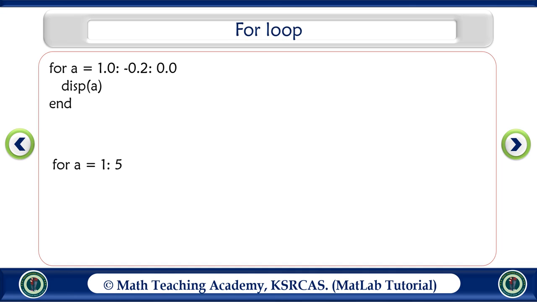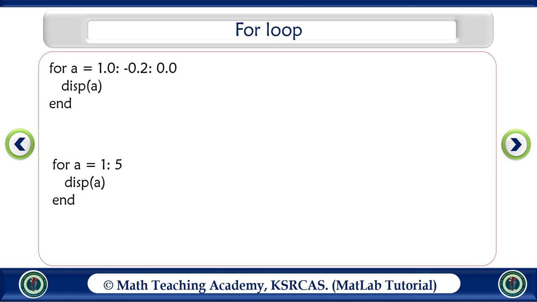Then have a look at the following example. For a is equal to 1 colon 5, disp of a end. Here for a is equal to 1 colon 5, the initial value of a is 1, the final value of a is 5, the step size is not mentioned. That is why automatically it will take 1 as a step size.